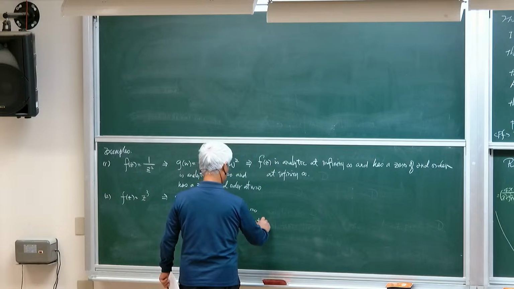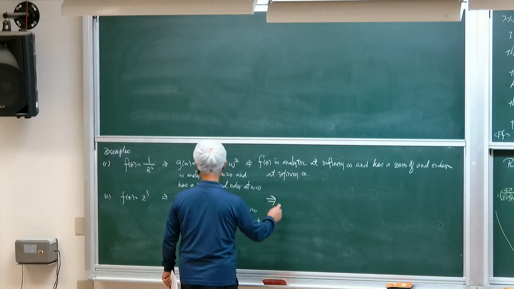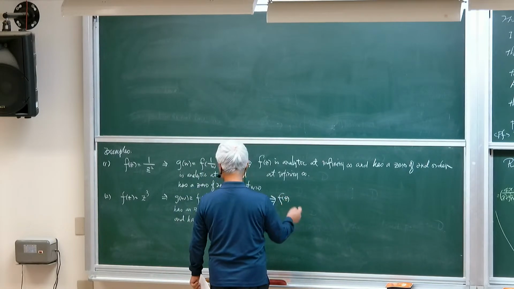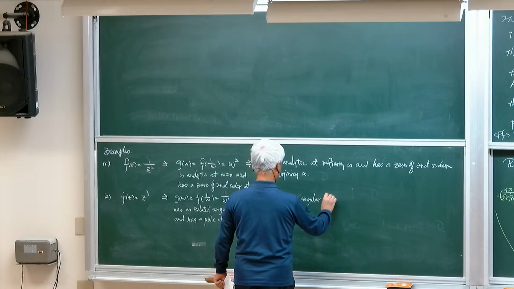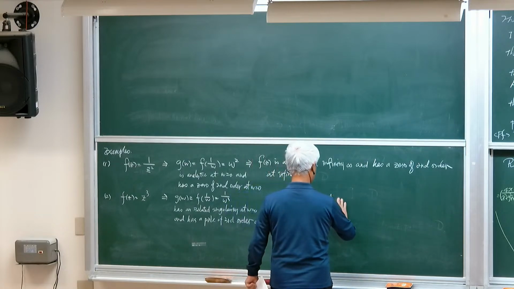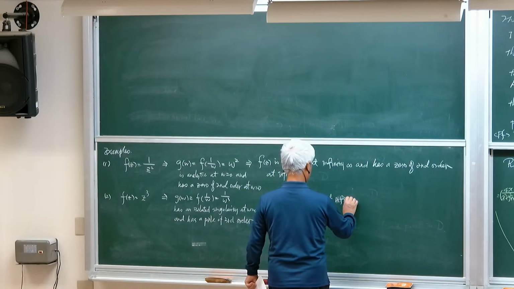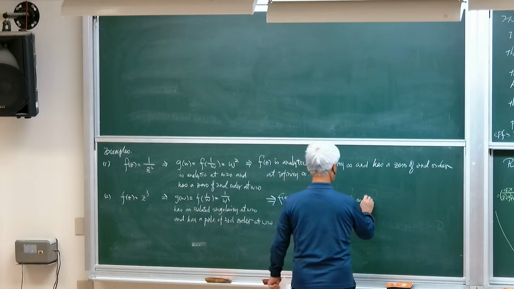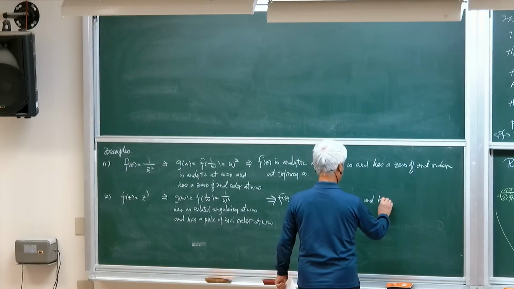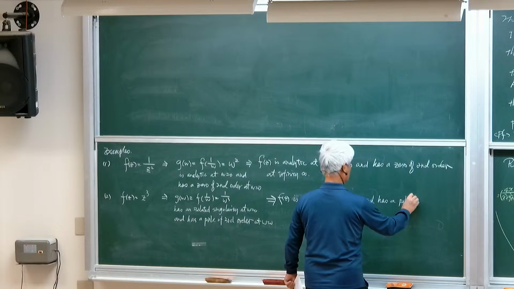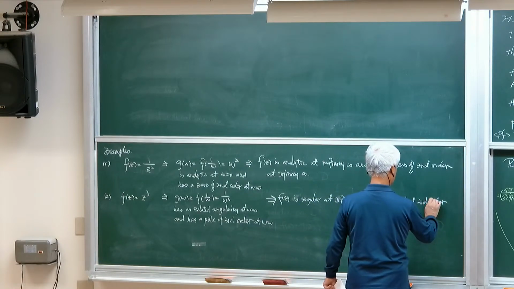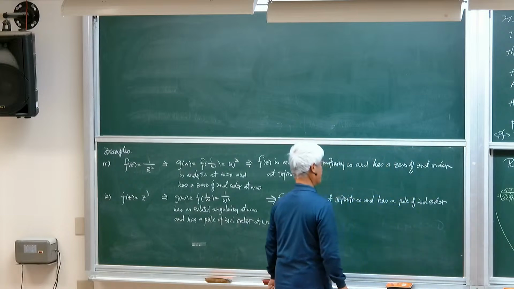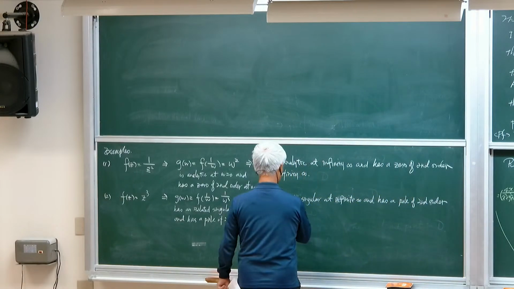So this implies that f of z is singular at infinity and has a pole of third order at infinity.